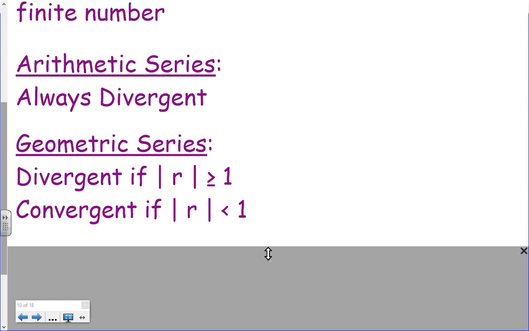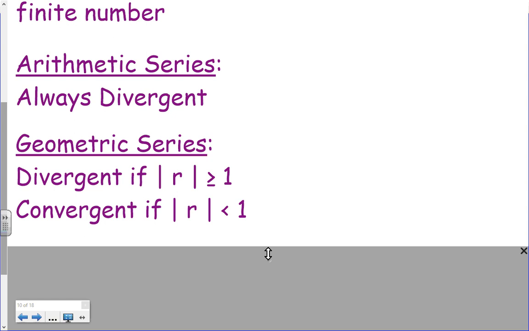On the other hand, if the absolute value of r is less than 1, then your geometric series is convergent. So sometimes it diverges, and sometimes it converges. In the case of an arithmetic series, it's always divergent. In the case of a geometric series, it depends on the value of r.